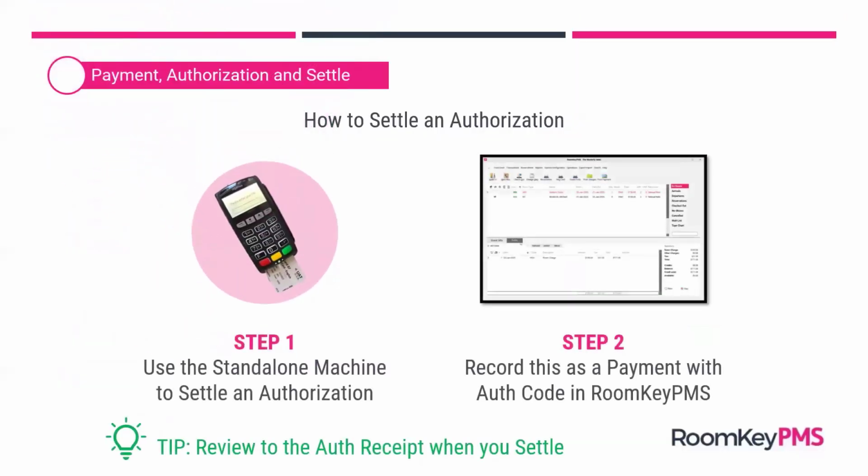Excellent. So just a reminder, when you're managing authorizations or settling an authorization with that manual processor, you'll perform that action with the standalone machine first, and then you'll record it as a payment in Roomkey with that authorization code directly in Roomkey itself as a payment item.